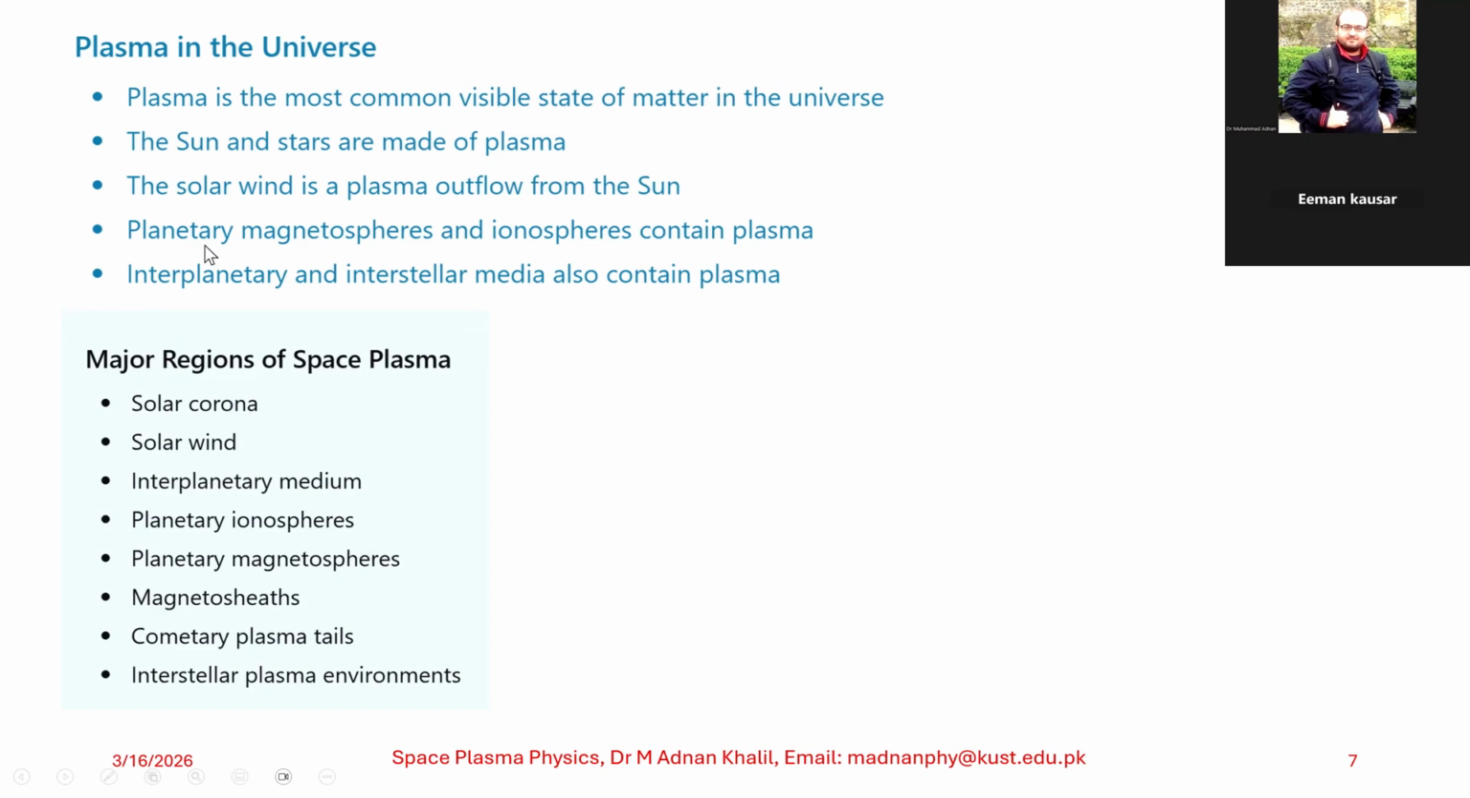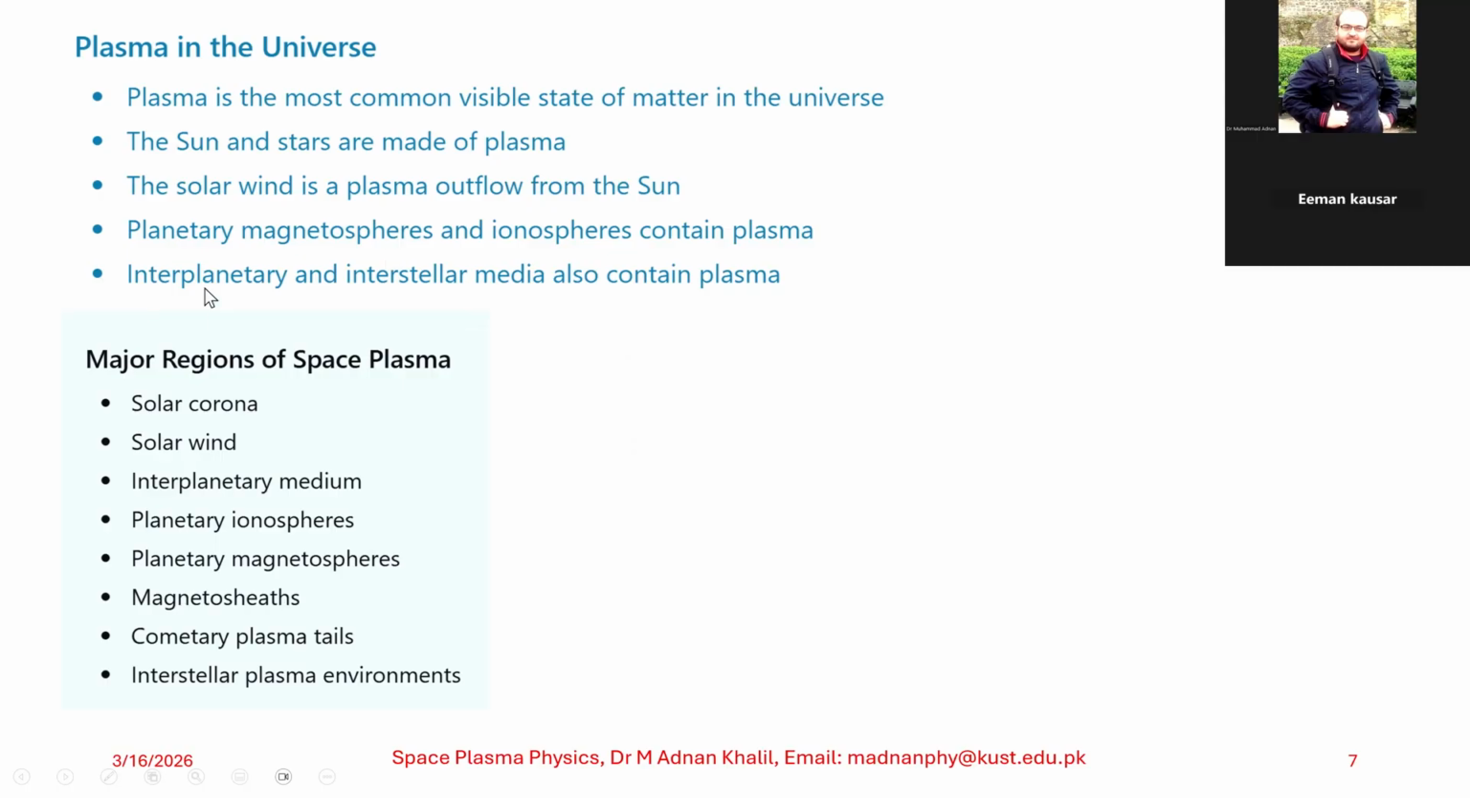Also, the planetary magnetosphere and ionospheres contain plasma. As I told you, most of the energy is absorbed in the outer space layers, such as the planetary magnetosphere. That is in Earth-like planets. If we are focusing only on our planet, the Earth has a protective magnetic field, so that magnetic field actually traps the solar wind to protect habitation on the Earth. Similarly, some of the energy is utilized in ionizing the top layer of the atmosphere, so it is termed the ionosphere.